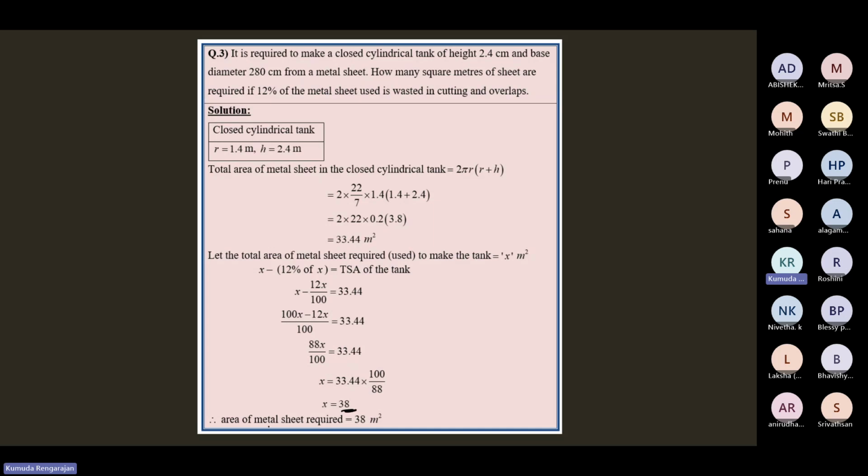So the area of the metal sheet required, or the amount of metal sheet which you have to buy from the market, is 38 meters square. If you buy 38 meters square, after the wastage, 33.44 meters square will be in the cylindrical tank. So that way you'll be able to build the tank of this given height and this given radius. Is that fine, children?